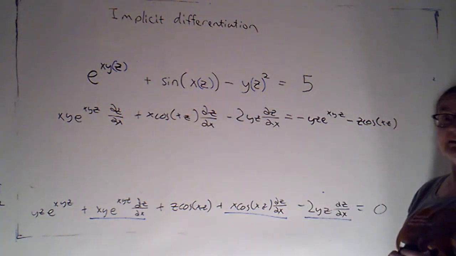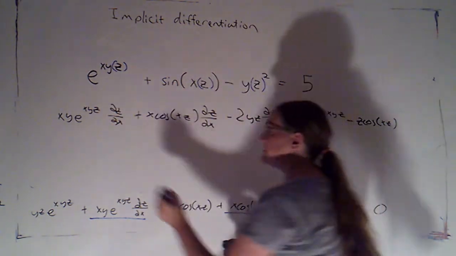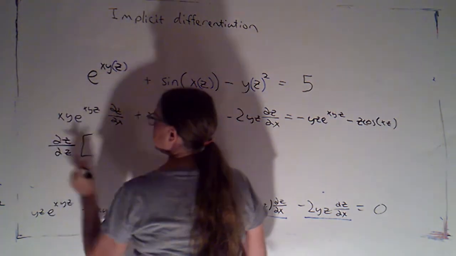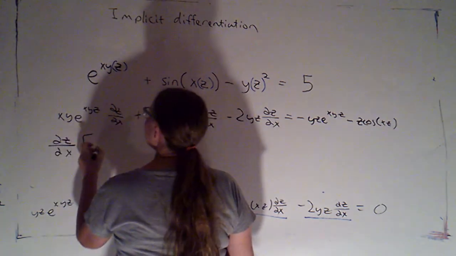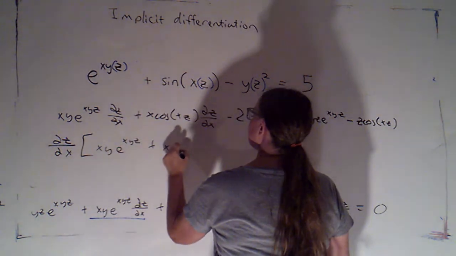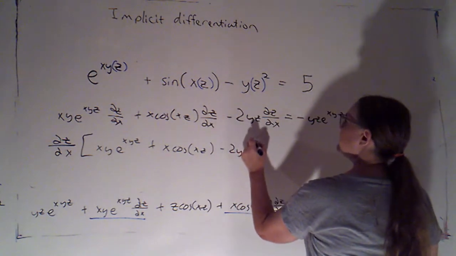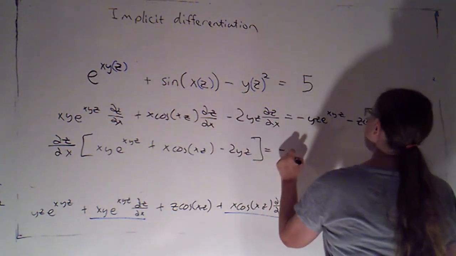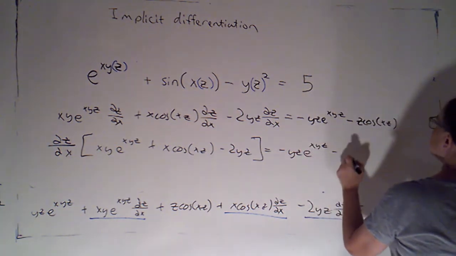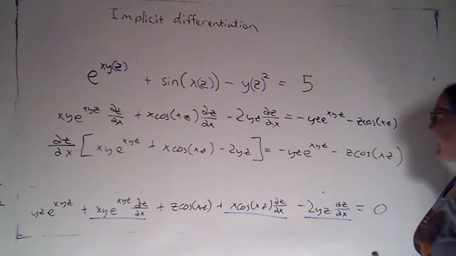Now, on this left-hand side, because the partial of z with respect to x is in all 3 terms, I can factor it out. So we've got the partial of z with respect to x times xy e to the xyz plus x cosine of xz minus 2yz, and that's equal to negative yz e to the xyz minus z cosine of xz.